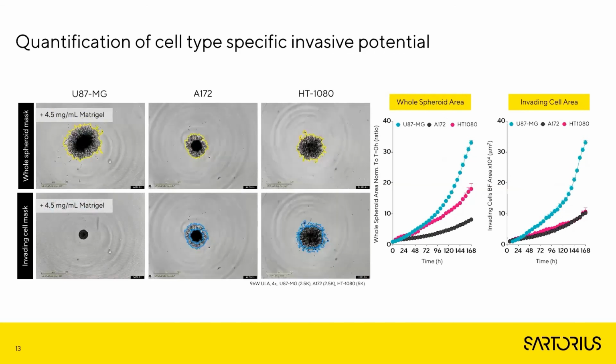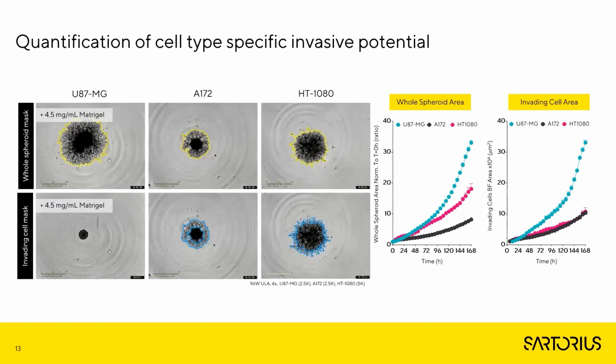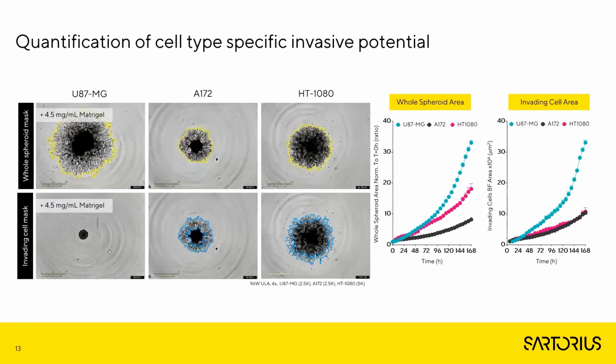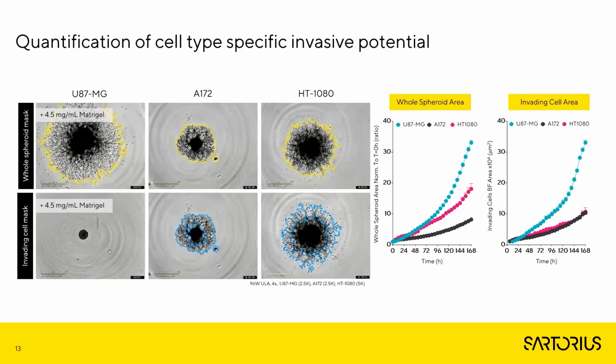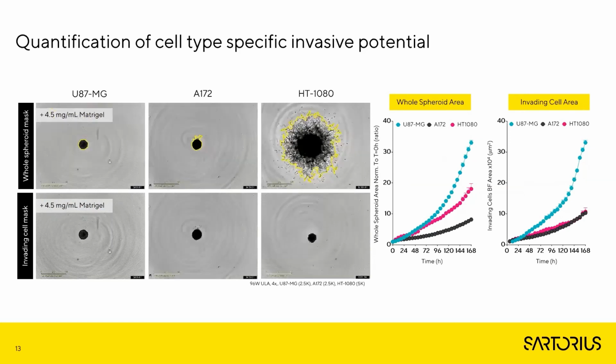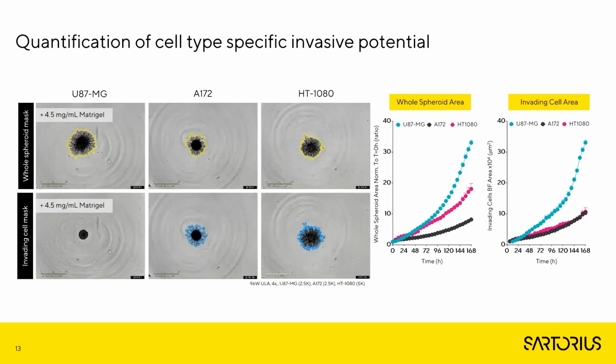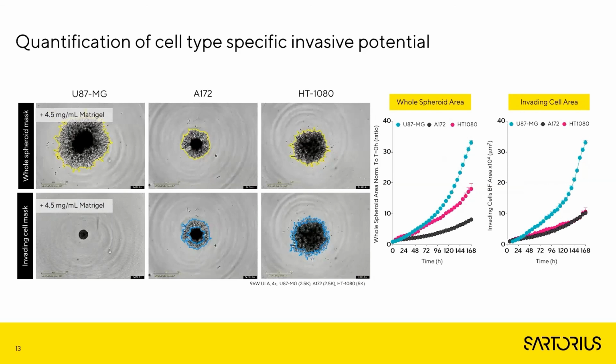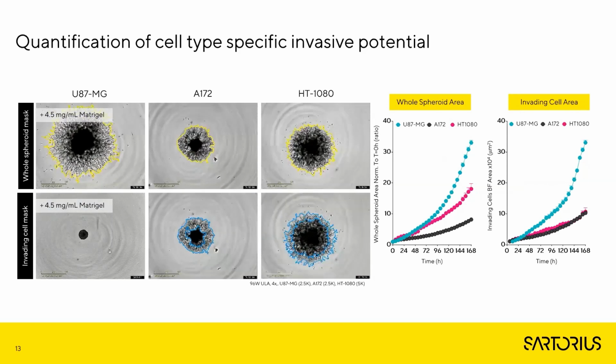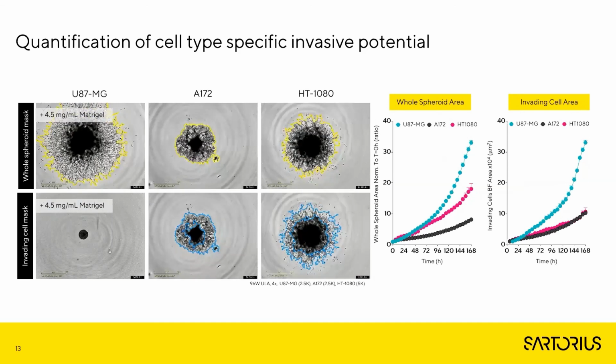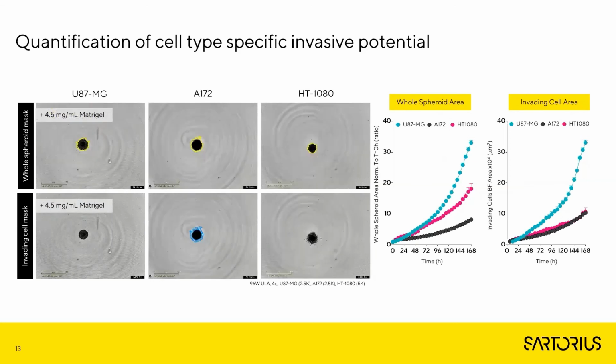And it's this area which quantifies the metastatic potential of spheroids and is shown in the blue outline mask on the bottom videos. You can see that the IncuSite is able to accurately differentiate the invading cell area from the spheroid body across the 3 cell types. And these kinetic profiles tracking total area and invading area are shown on the plots.